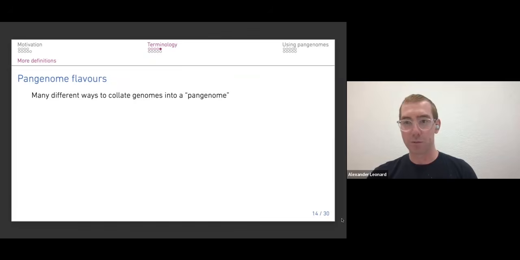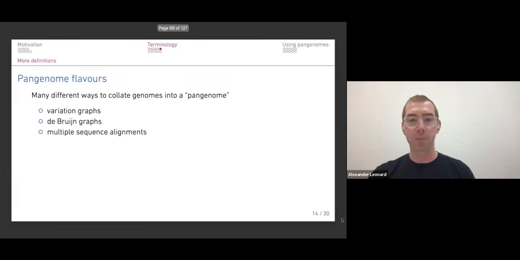Now, coming back to the different flavors, so to speak, of pangenomes, there are many different ways that we can take a collection of assemblies and turn it into a pangenome. The one that I almost exclusively work with, and I think is the most natural way to think about pangenomes, is what we call variation graphs. In this type of pangenome, the nodes are the actual sequence that's shared across assemblies, and the edges describe different ways to connect these variants. You can also talk about De Bruijn graphs. Here, instead of specific pieces of shared sequence, all the nodes in your graph are essentially k-mers, and the edges between them describe how these k-mers are connected.